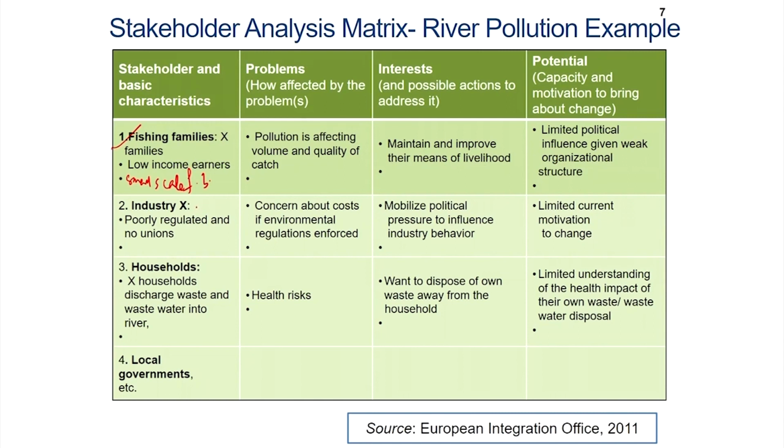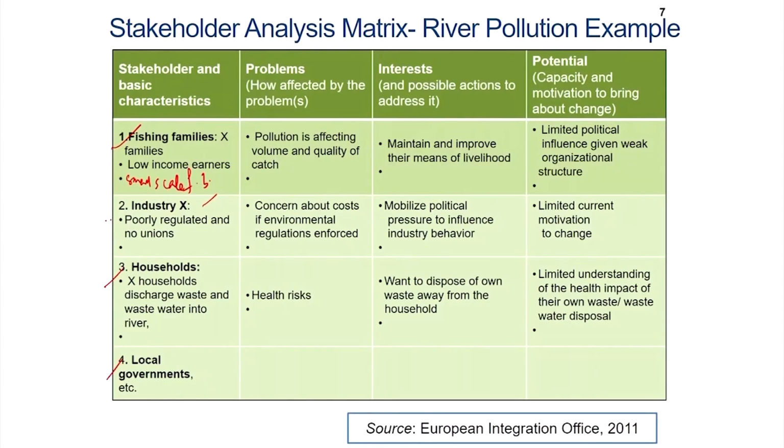The second stakeholder here is, let us say, industry X. Now, what happens with regard to industry X? Is it a large scale industrial operation? Is it poorly regulated, with no unions, an influential lobby group, a poor environmental record, and so on. So, this is another stakeholder of the same problem. For river pollution, fishing families are one of the stakeholders, industry is one of the stakeholders, households are one of the stakeholders. Households meaning those who are not fishing families, but they are a part of the ecosystem of the river pollution that we are talking about here. And then of course, there are local governments, and if there are more stakeholders to a certain problem, we can keep on adding the stakeholders to this matrix.